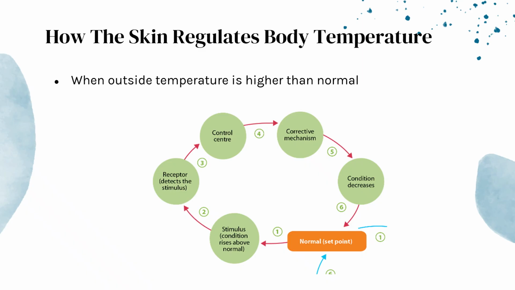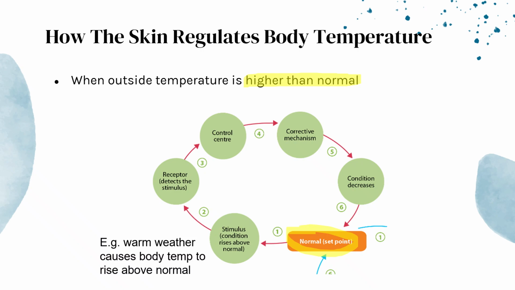So over here, if you refer to the previous video or the textbook, this is the diagram that shows you negative feedback. This is what happens when the outside temperature is higher than normal. When you are in a warm environment and you start to perspire, this is what is happening. Normally our body is at normal, and so the warm temperature outside is known as a stimulus. An example of a stimulus is warm weather.